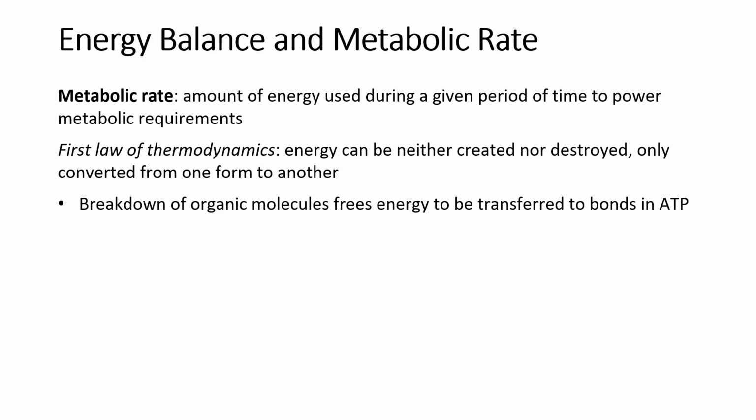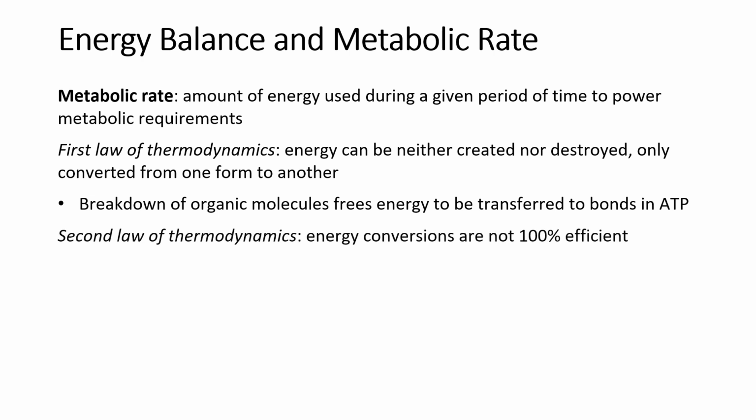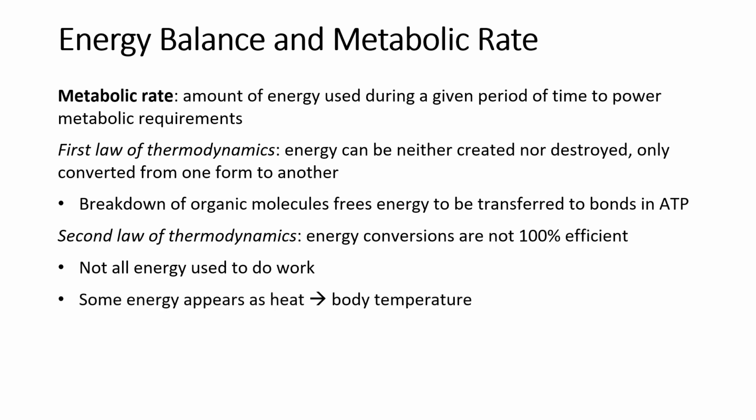Now, the other thing we need to realize is that the second law of thermodynamics also comes into play here, which says that any energy conversion is not 100% efficient. That includes the energy that you get out of your food. Not all the energy and calories you consume from a meal are used to do work. In fact, an awful lot of it is used to generate heat, which gives you your warm body temperature, right? Humans maintain an internal core body temperature of around 37 degrees Celsius or 98 degrees Fahrenheit. So a majority of our calories go into creating that heat.